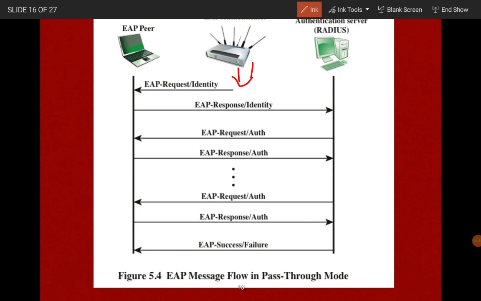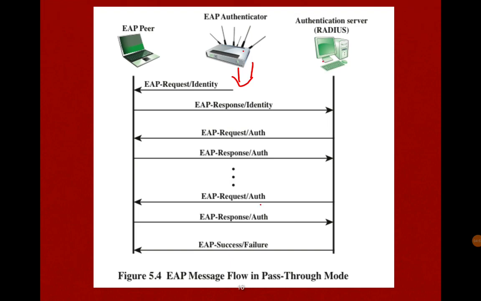Initially the message is initiated by sending an EAP request, requesting the identity of the peer. The identity of the peer is shared with the authenticator, and from the authenticator it is forwarded to the authentication server. This is called pass-through mode: client to authenticator, then authenticator to server. The authentication server checks the authentication and selects the authentication method, and it sends a request to the peer through the authenticator.